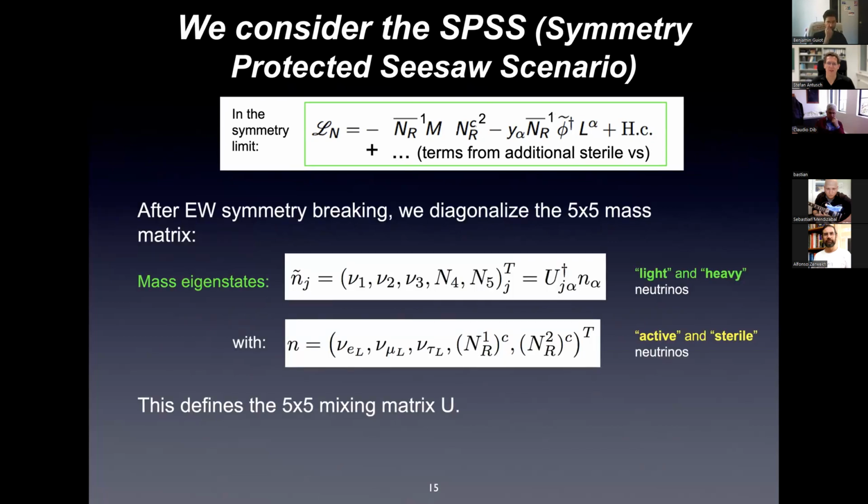Now after electroweak symmetry breaking, we have to diagonalize this 5x5 mass matrix. About the naming, we are calling the mass eigenstates the light and the heavy neutrinos that you get out of this, while the neutrinos in the Lagrangian are the active and the sterile ones. The active are the ones in the lepton doublets, and the sterile ones are completely uncharged under all standard model symmetries. Going from one basis to the other defines a 5x5 mixing matrix that we call U.